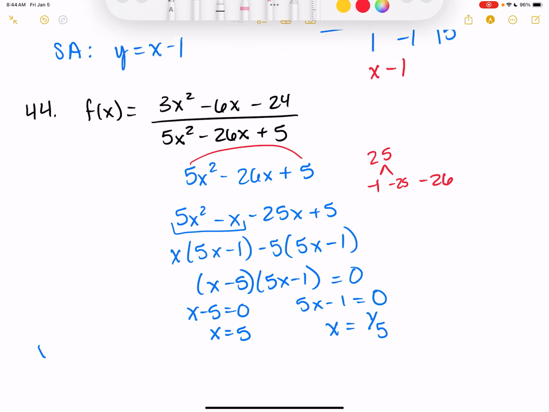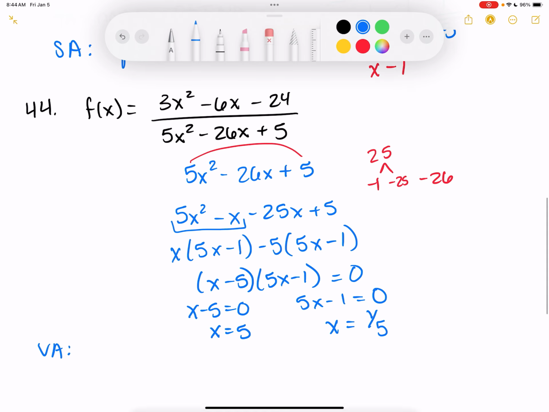So vertical asymptotes now, I have 2, so I'm just going to write them as x equals 5, comma, x equals 1 over 5, and that's just the way to write both of them. Now, I've got more terms here, so I need to also look at horizontal asymptote. Which terms am I paying attention to for horizontal? Y.